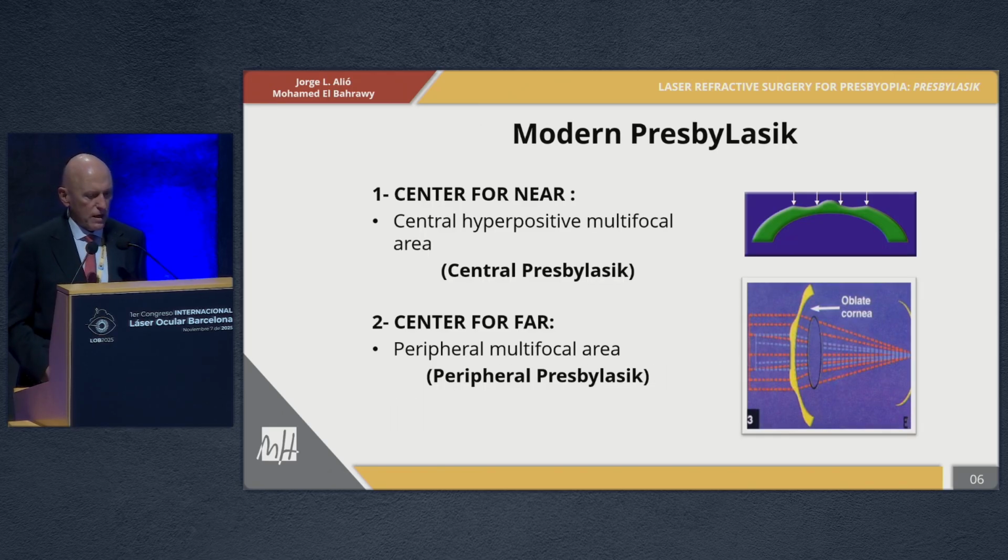So we have two principles: central and peripheral by LASIK. In the first one, there's positive multifocal geometry in the center of the cornea, whereas in the second one, peripheral by LASIK, a peripheral ablation is created that induces a negative spherical aberration, which changes the depth of focus of the rays of light inside the peripheral corneal part.